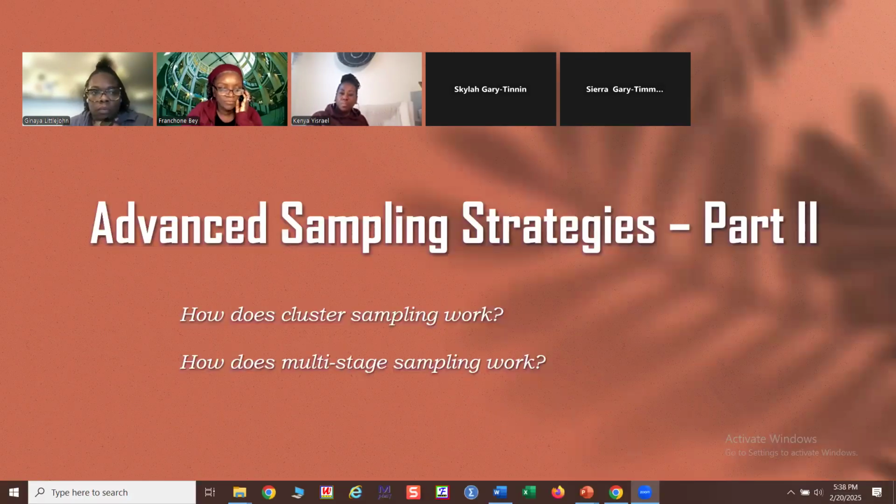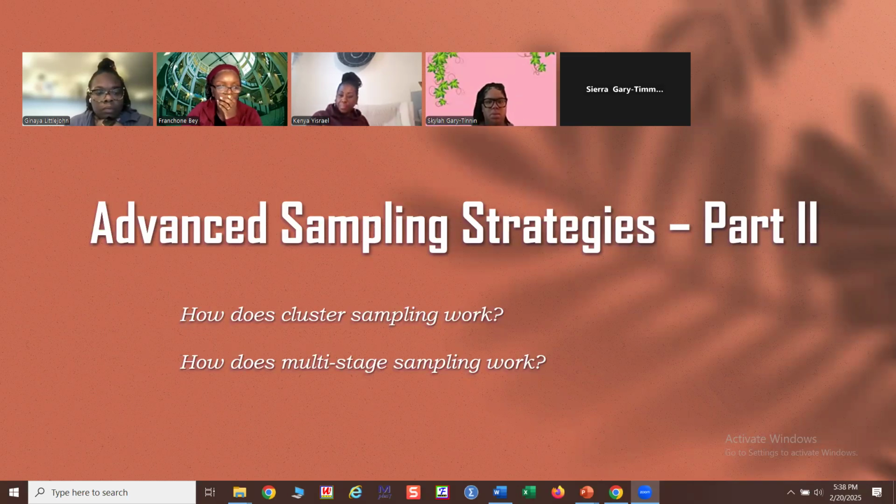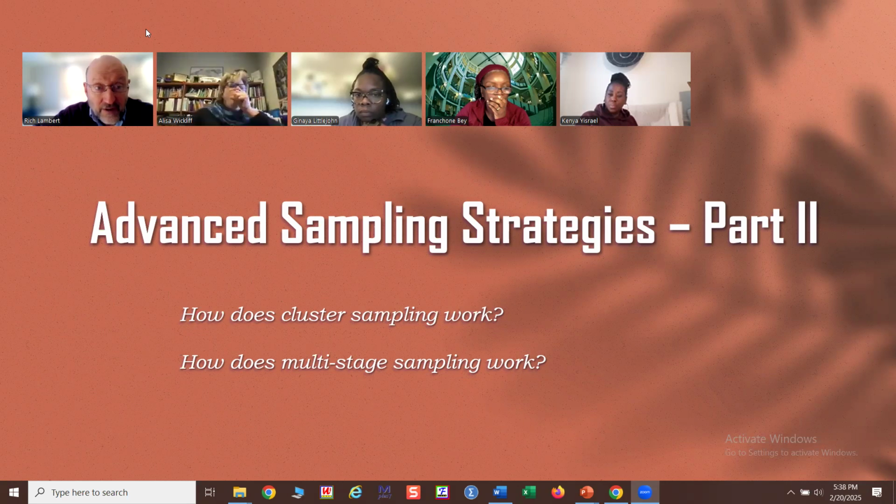Okay, so this is Advanced Sampling Strategies Part 2. Last time we just briefly introduced you to what is cluster sampling, but we focused mainly on simple random sampling and stratified random sampling and some of the particular allocation strategies involved in stratified random sampling. We briefly alluded to what is cluster sampling and what is multi-stage sampling, and these are the most complicated sampling plans that we use in educational research. I'm going to go into a little bit more detail about how those work tonight.